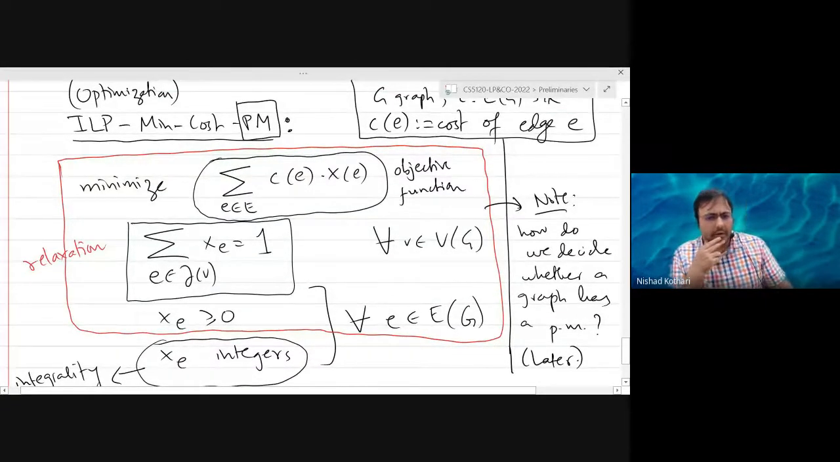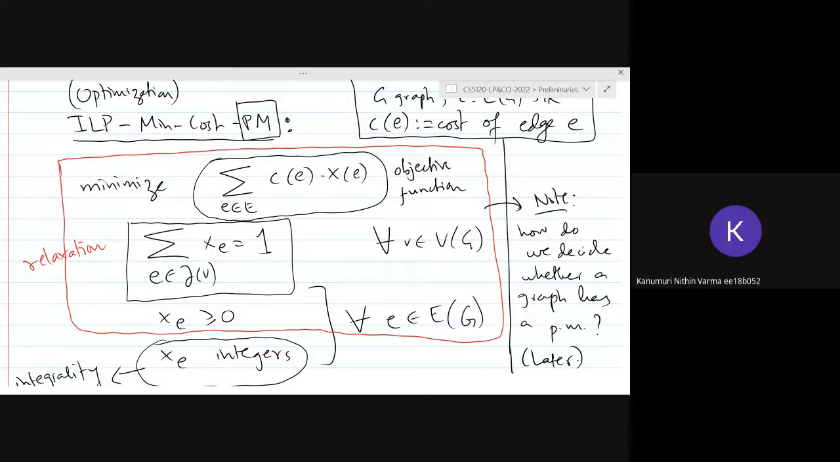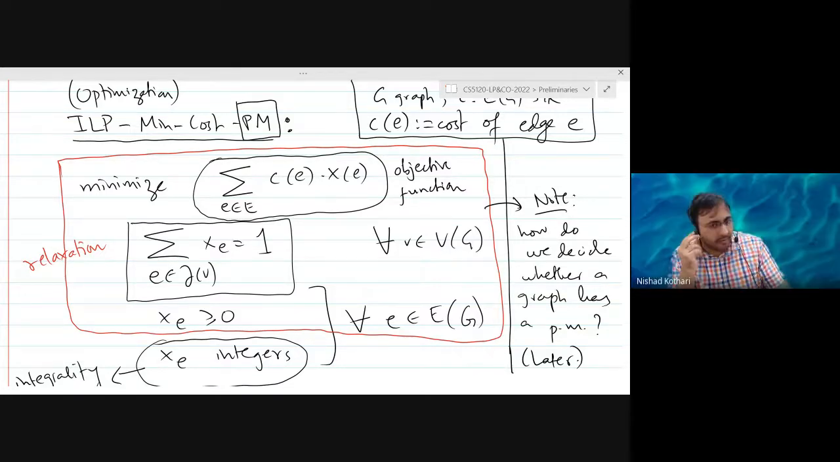Why do we call it a relaxation? Anyone? Any reason why we should call it a relaxation and not something else? Yeah, go ahead. We have a larger space to be able to... Right. We get a larger solution space.